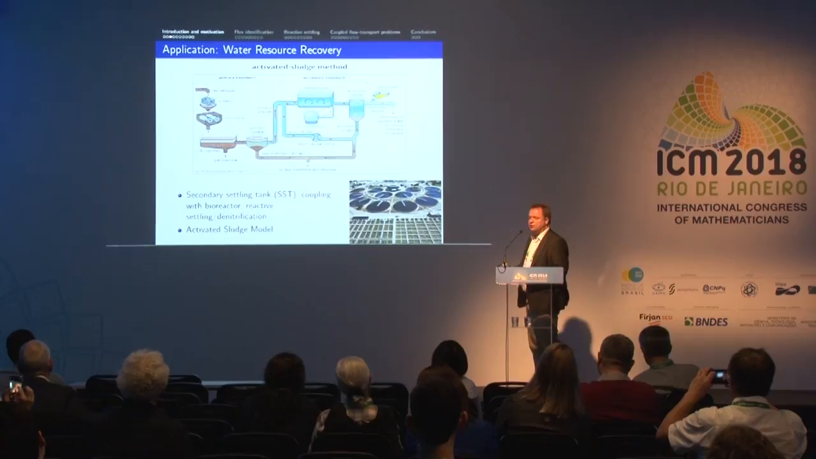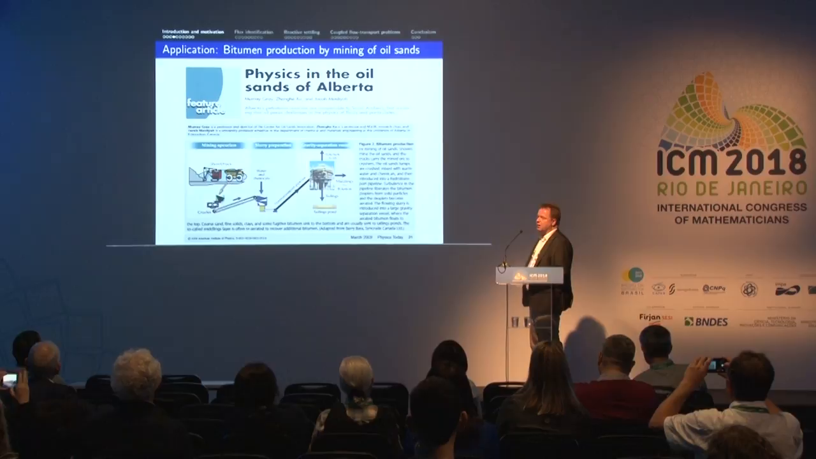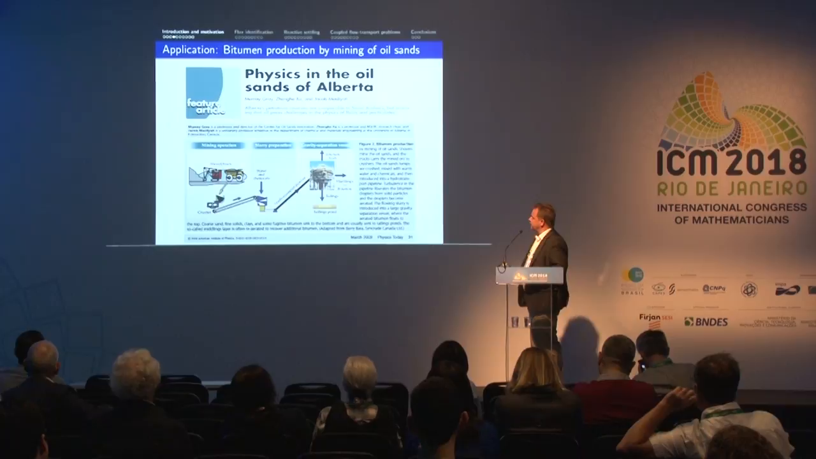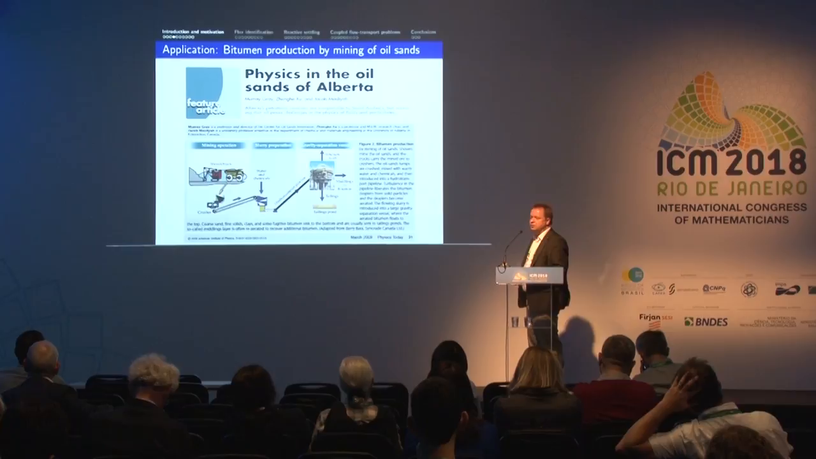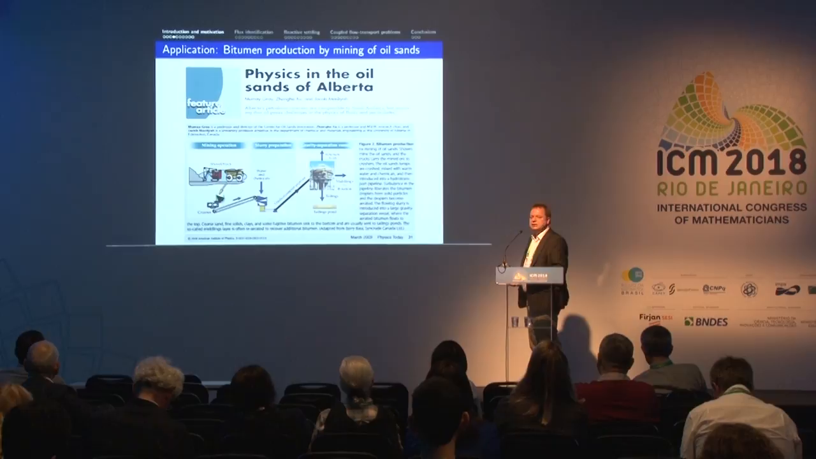Let me briefly mention that there are also other applications, like this one mentioned here, the physics in the oil sands of Alberta. This is related to the production of bitumen, a pre-product of petroleum, by the mining of oil sands. It's well known that this is an important activity in Alberta, the oil sands of the Athabasca River, and here we have sedimentation processes going on in this gravity separation vessel, where several fractions are separated, as well as in so-called tailings ponds.